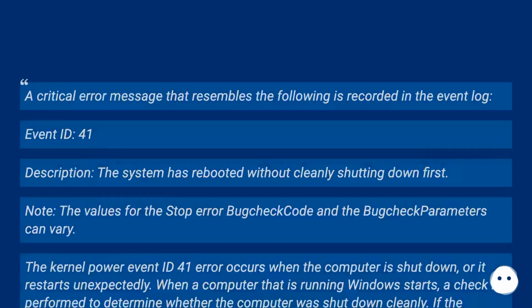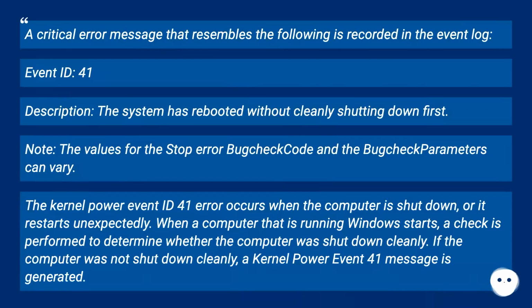Event ID 41, Kernel-Power. A critical error message that resembles the following is recorded in the event log. Description: the system has rebooted without cleanly shutting down first. Note: the values for the stop error bug check code and the bug check parameters can vary. The Kernel-Power event ID 41 error occurs when the computer is shut down or restarts unexpectedly. When a computer that is running Windows starts, a check is performed to determine whether the computer was shut down cleanly. If the computer was not shut down cleanly, a Kernel-Power event 41 message is generated.